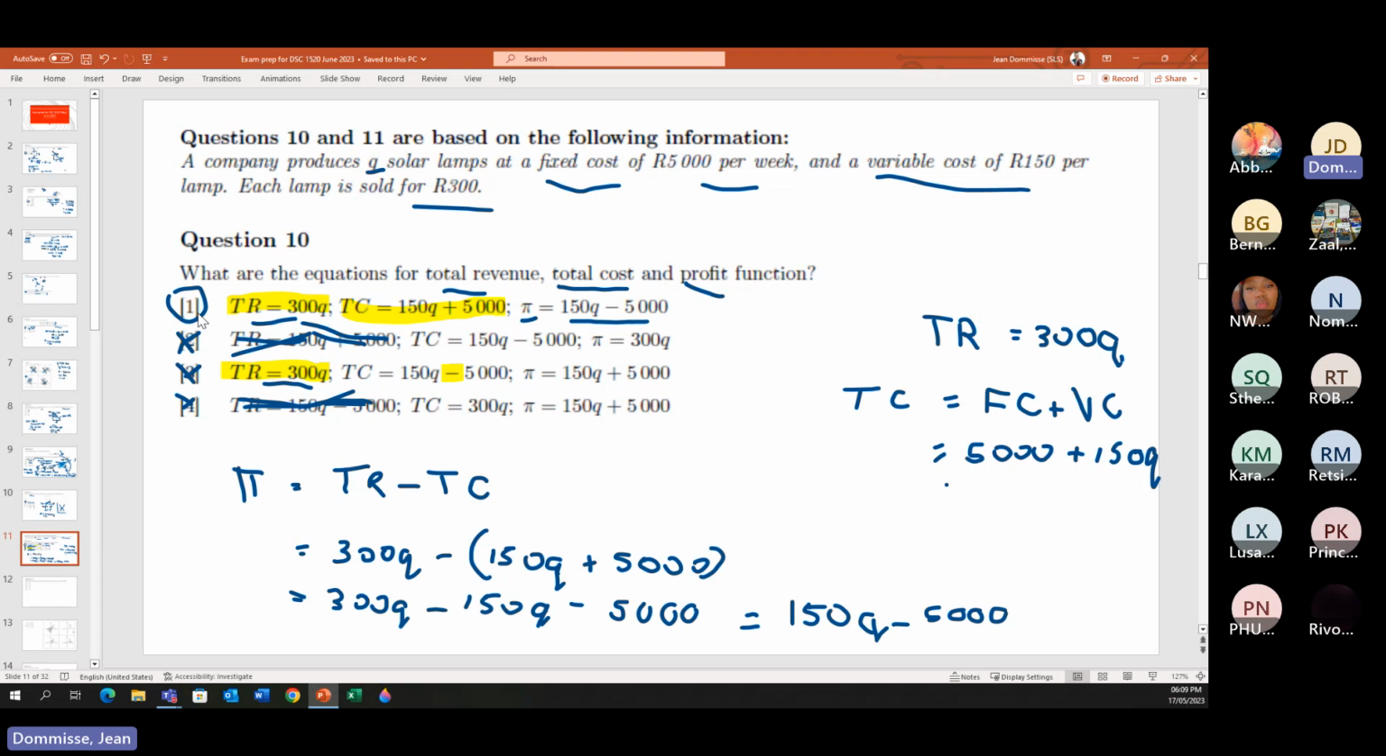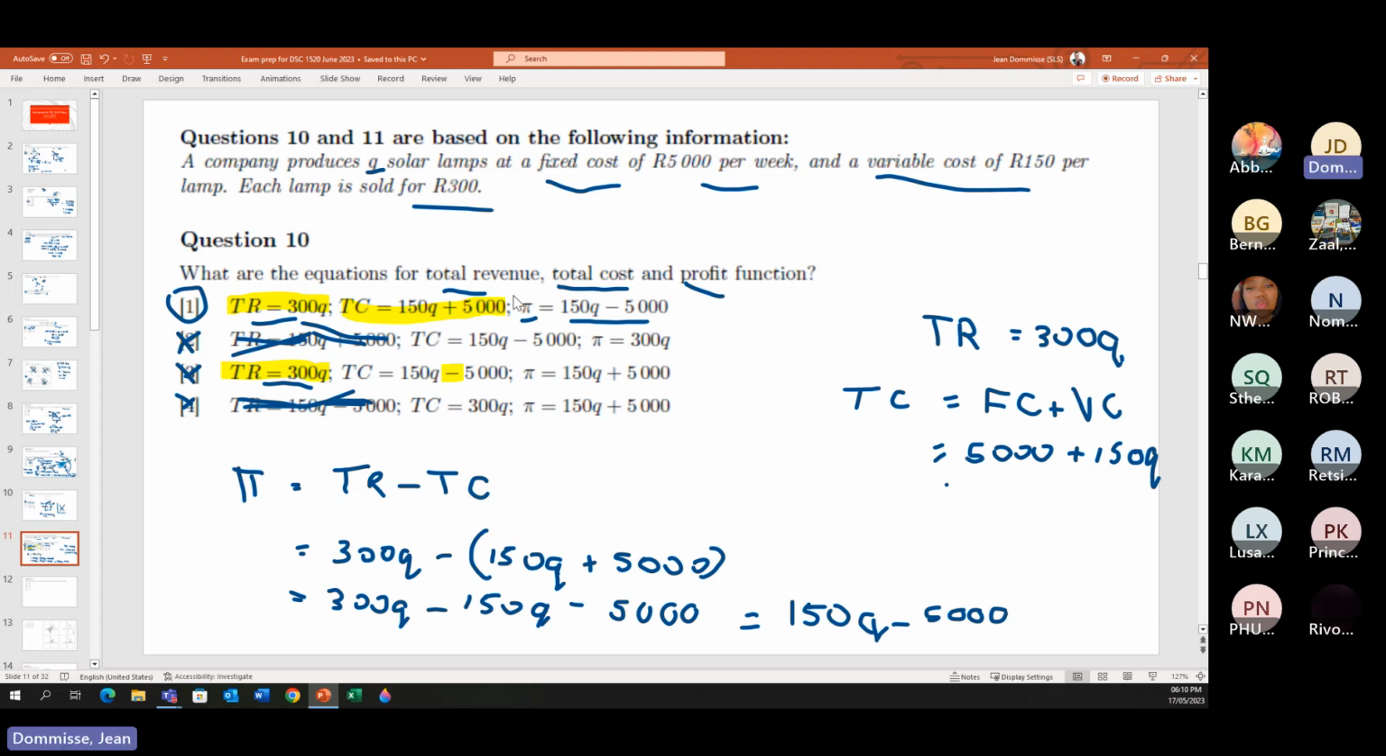But again, for me the easiest one is nearly always to work out total revenue, and by that I actually have eliminated 2 options. Then go with total cost. And lastly, I will work out what your total profit is if you still need to work that out.